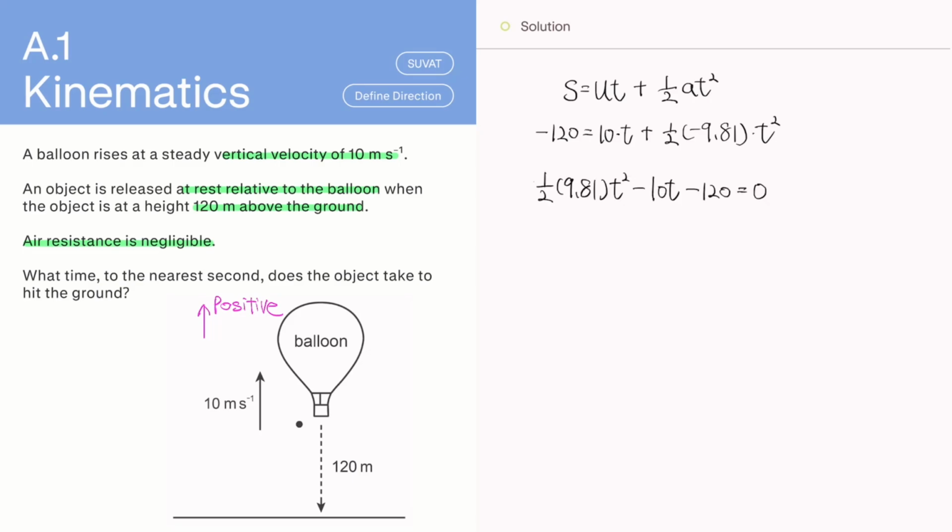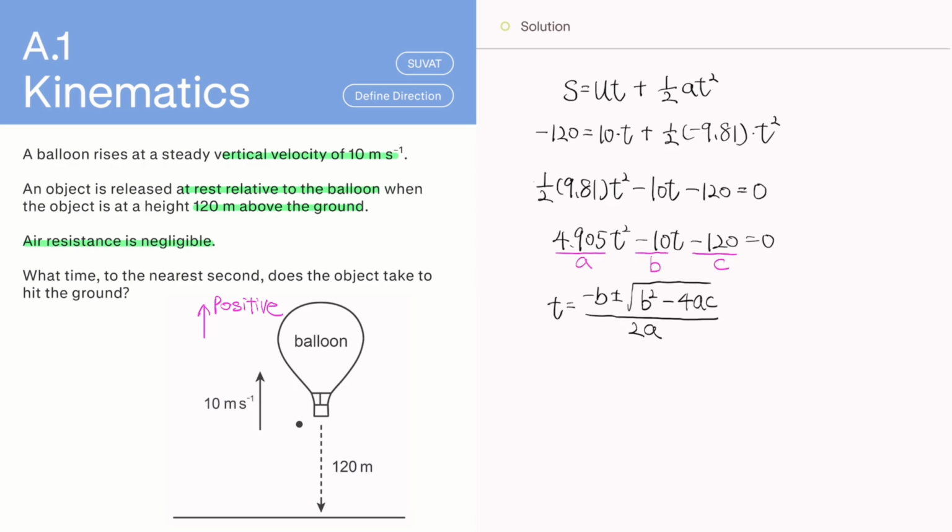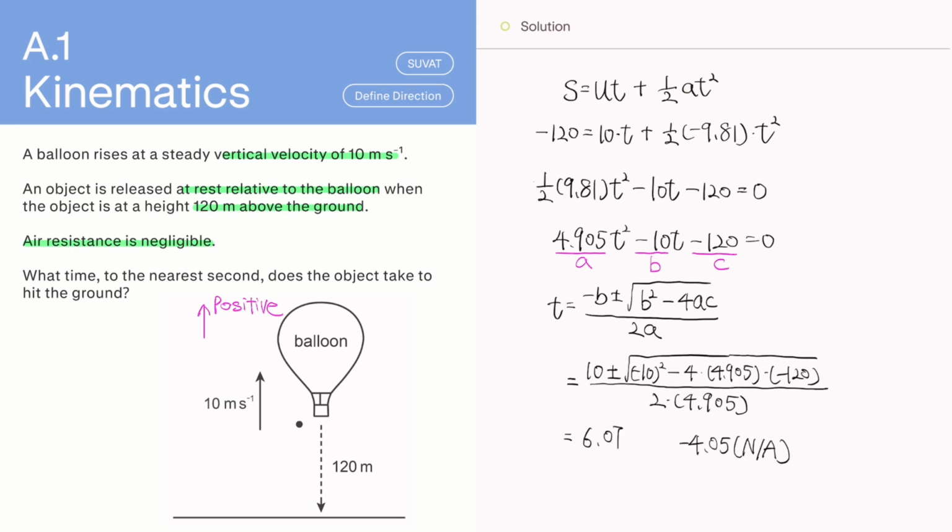Let's rewrite the quadratic equation and simplify. Here we need to apply knowledge from math class. We apply the quadratic formula, plug in numbers and do some calculation, and you'll find two solutions. Only the positive root makes physical sense. So the final answer is 6.07 seconds.